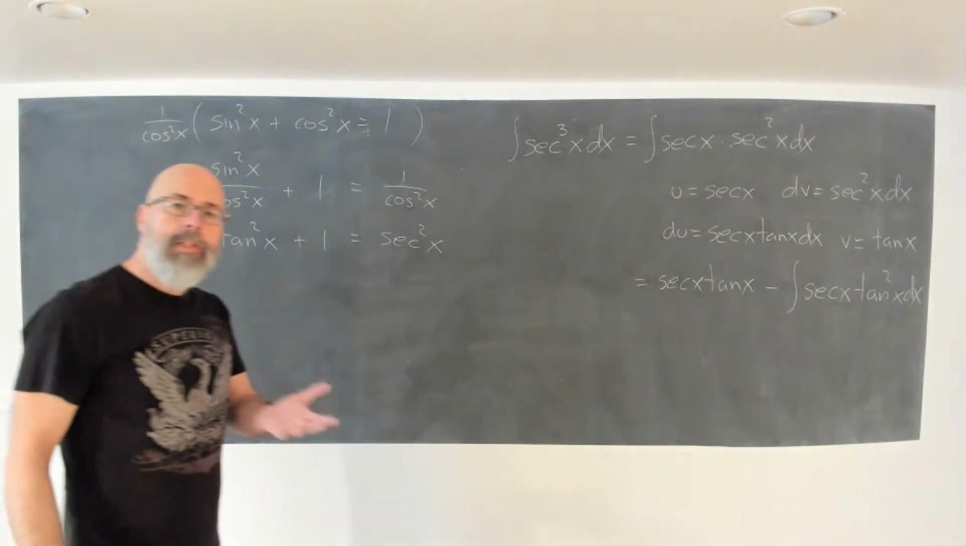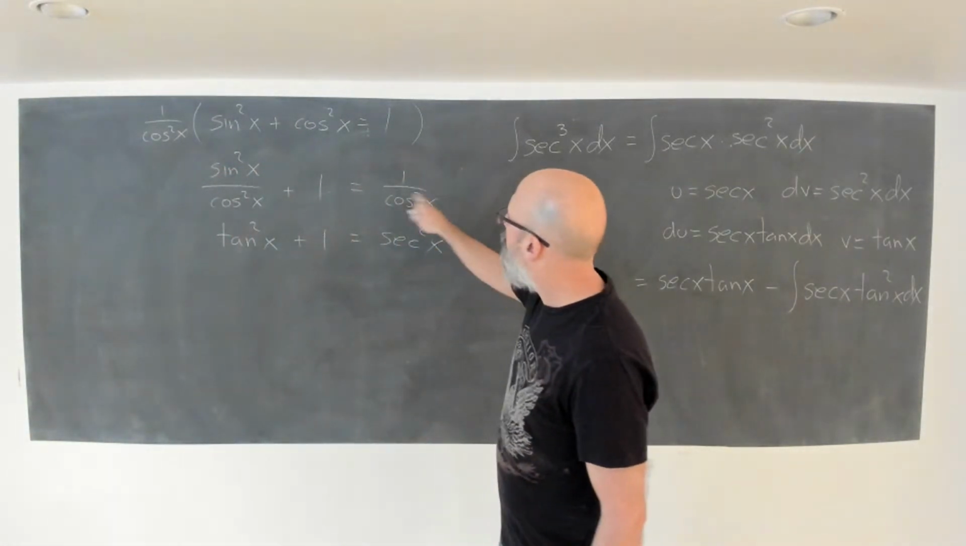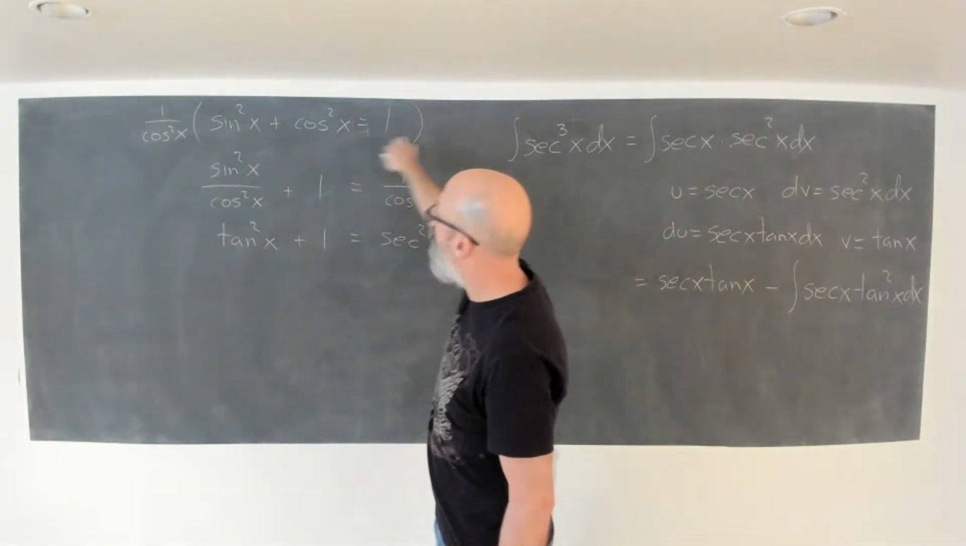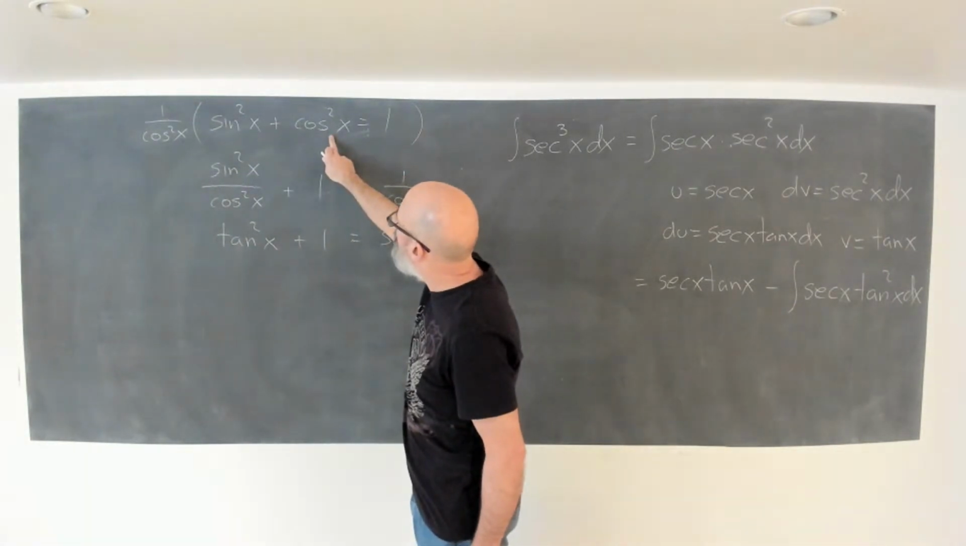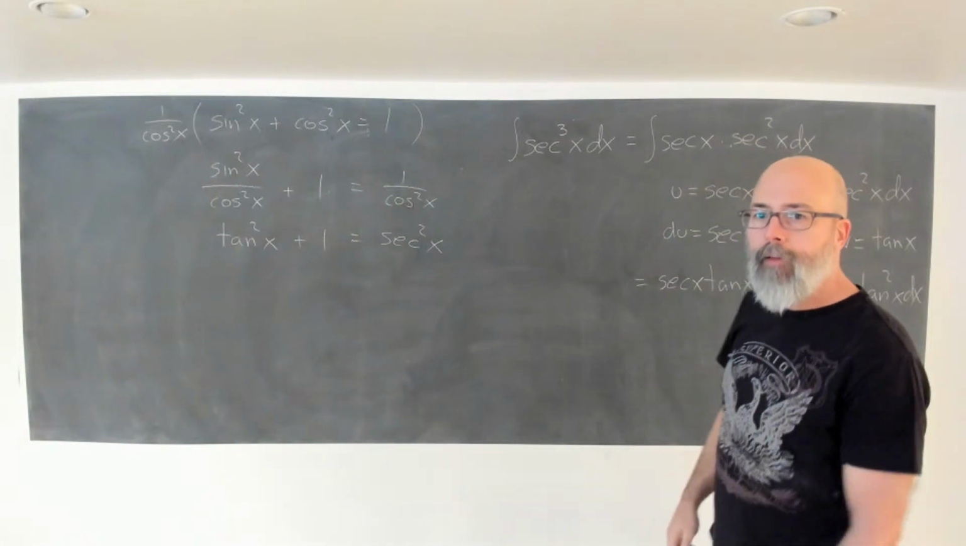And you can get a similar identity. Instead of multiplying by 1 over cosine squared, if you multiply by 1 over sine squared, you get 1 plus cotangent squared equals cosecant squared.